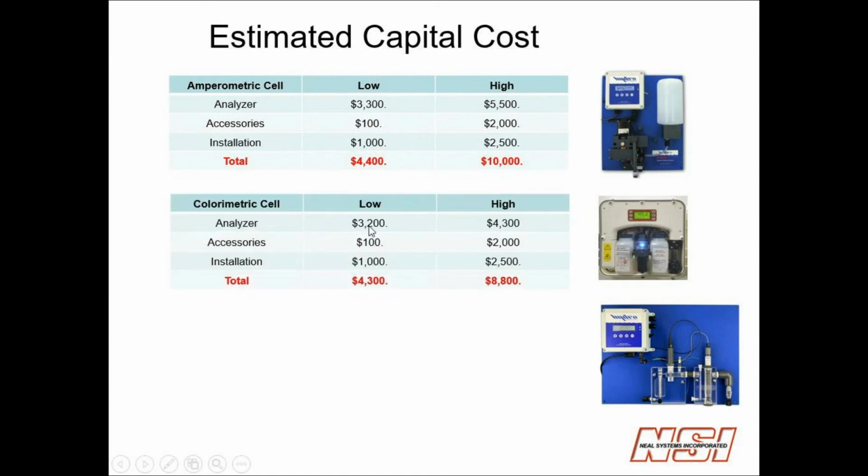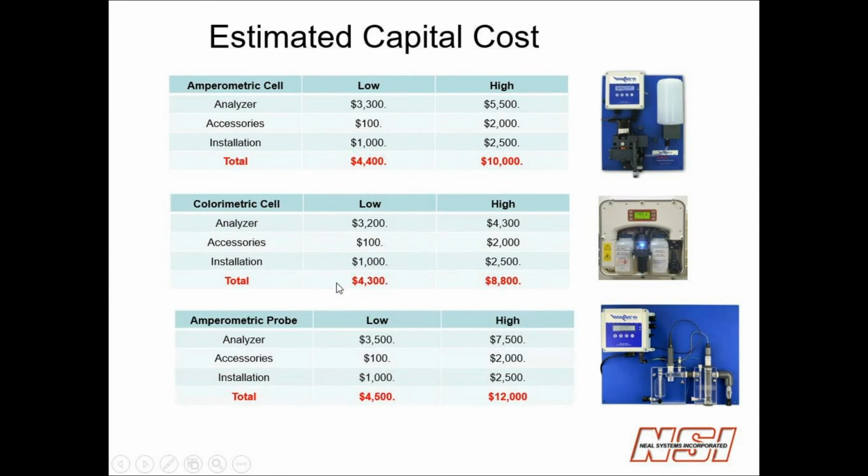The colorimetric analyzer, priced at about $3,200 on the low side, $4,300 on the high side. Accessories, again, it mostly depends on your sample location, where you're going to mount it, and installation costs, similar issues. So in this particular analyzer, it's going to be anywhere from $4,300 to $8,800 to install this analyzer.